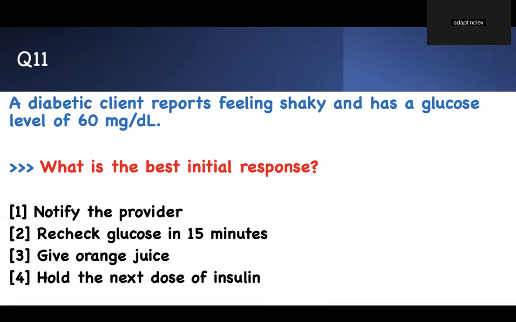The normal does not mean anything. 60 here, but now I'm shaky. That means I have symptoms. If you have symptoms, you are diabetic. Fix the problem before the patient goes into coma.